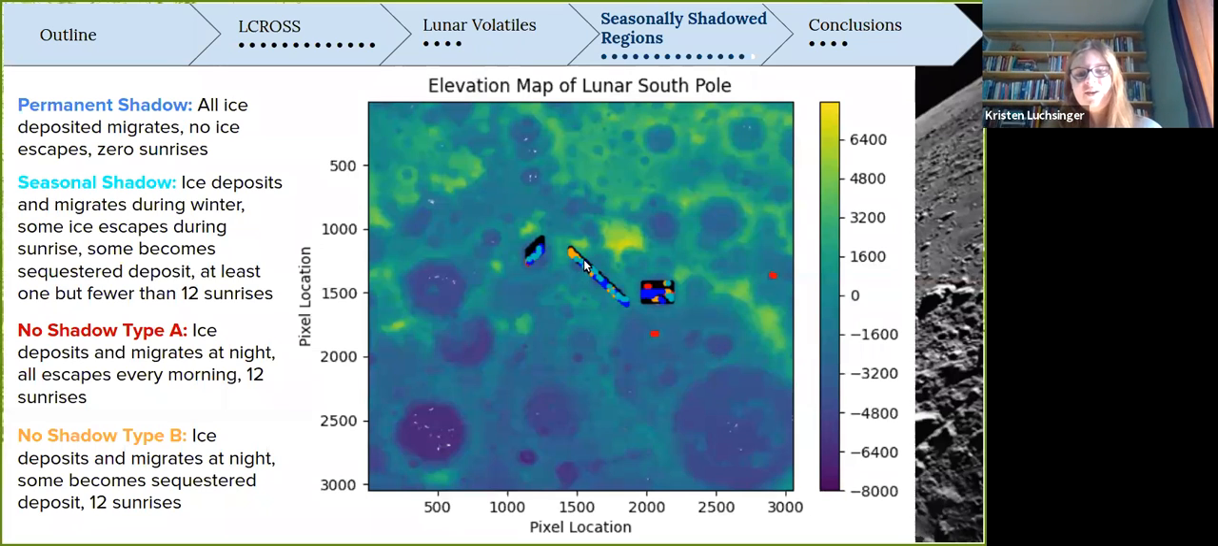You have seasonally shadowed and permanently shadowed tend to lie together, tend to be located in similar locations. And of course, you have Idelson L, Hale Q are no shadow type A, pretty much as expected. So the black points are the ones that I haven't modeled yet. So this plot will continue to fill out as I continue to model these locations.